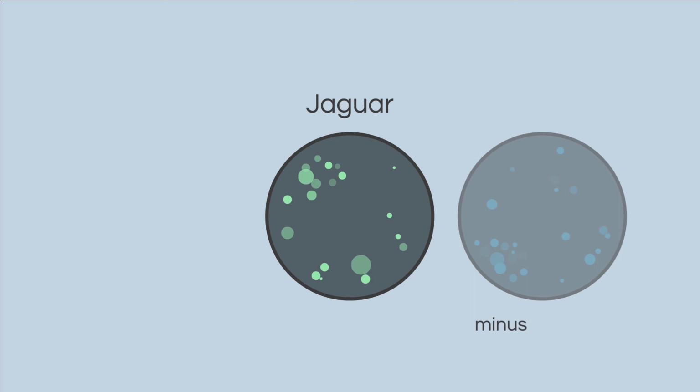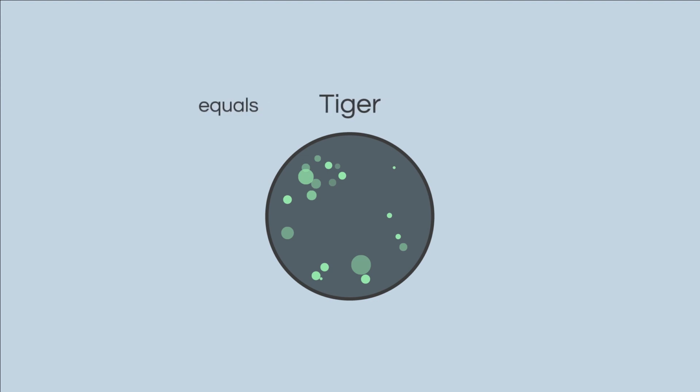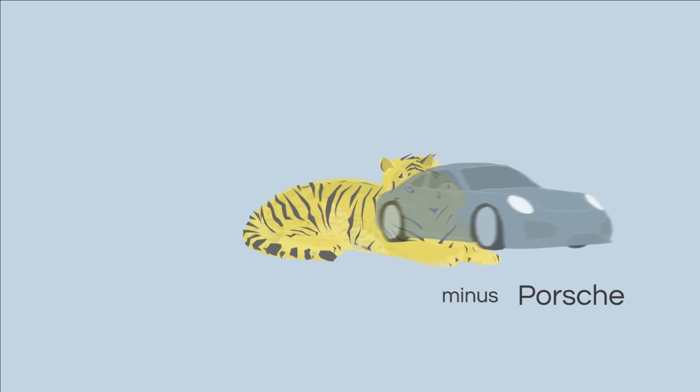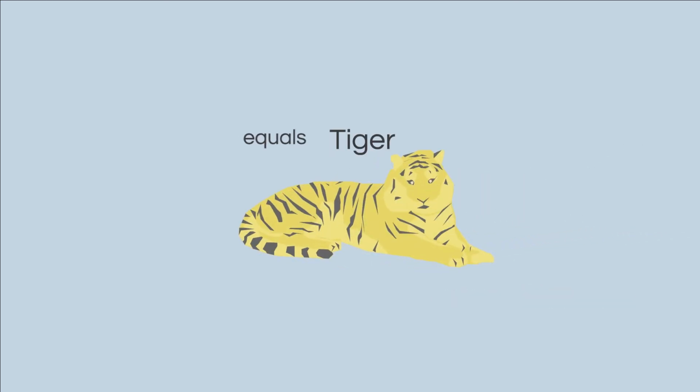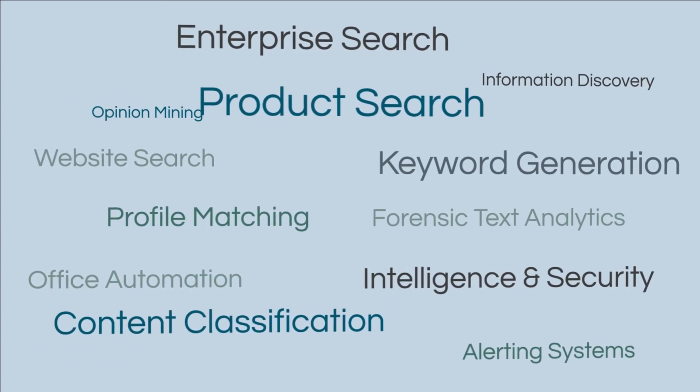Take the fingerprint of the word Jaguar. Remove the sports car context, represented by the fingerprint of Porsche. What do you get? A fingerprint which is strikingly similar to tiger, or other big cats like pumas, panthers and cougars. In short, Jaguar minus Porsche equals tiger. And the best thing is, you can apply the language intelligence of Cortical.io to any kind of language application.